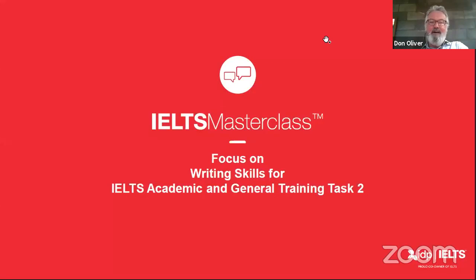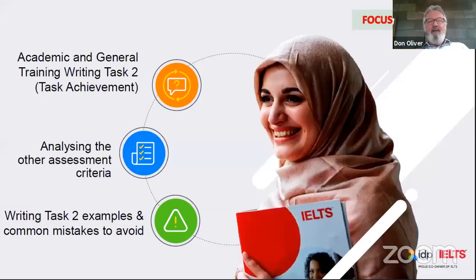And as Gemma said, we're going to look at writing skills for IELTS academic and general training, task 2 today. And task 2 is always a difficult part of the test, and I sympathize with those people who find it difficult. But today we're going to try and show you how to make it a little bit easier. So today we're going to look at both the academic and the general training. And we're going to look particularly at the first assessment criterion, which in task 2 is called task response.